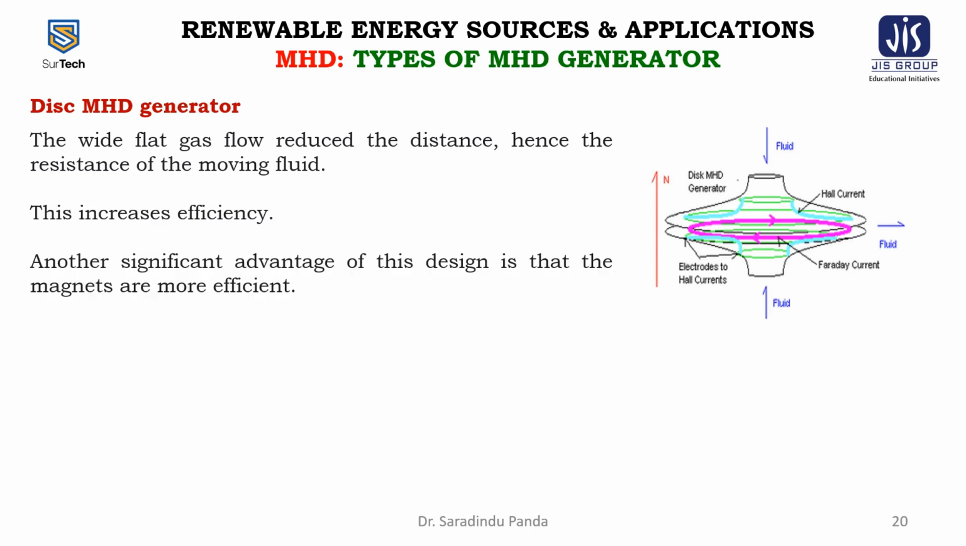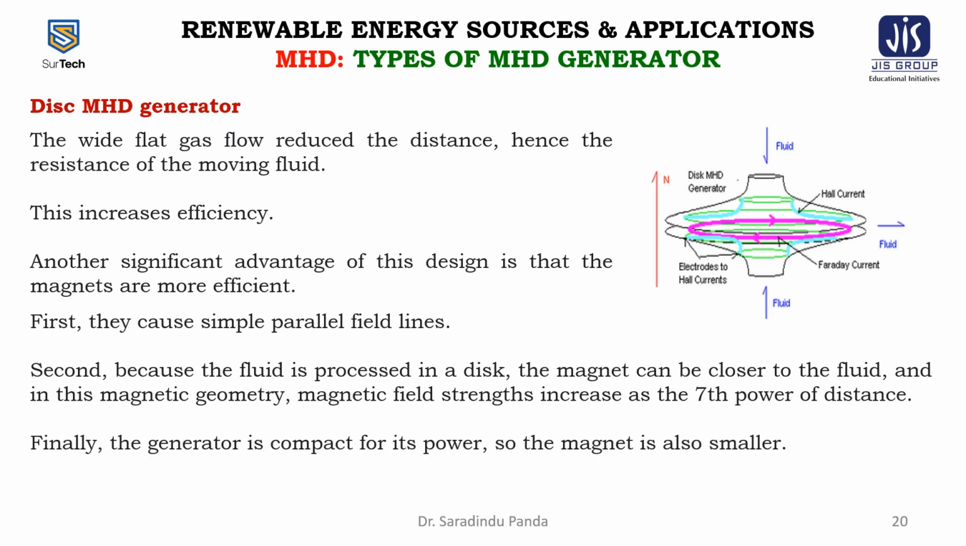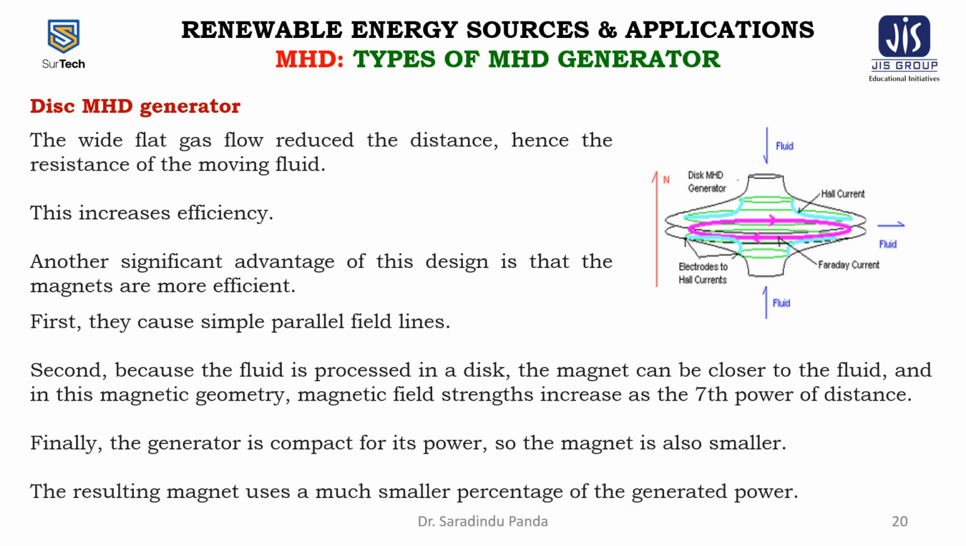The wide flat gas flow reduces the distance, hence the resistance of the moving fluid. This increases the efficiency. Another significant advantage of this design is that the magnets are more efficient. First, they cause simple parallel field lines. Second, because the fluid is processed in a disc, the magnet can be closer to the fluid, and in this magnet geometry, the magnetic field strength increases as the seventh power of distance. Finally, the generator is compact for its power, so the magnet is also smaller. The resulting magnet uses a much smaller percentage of the generated power.